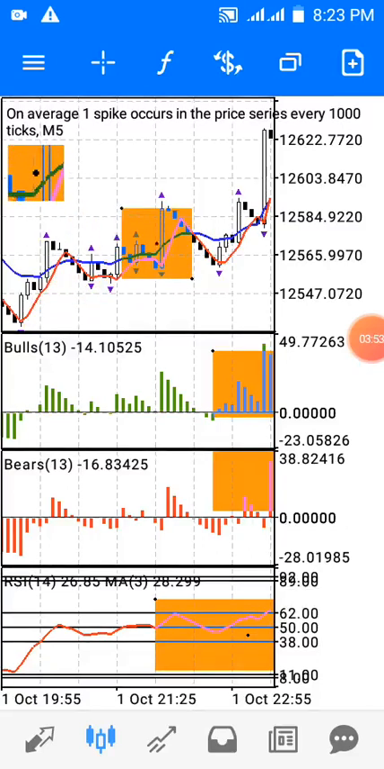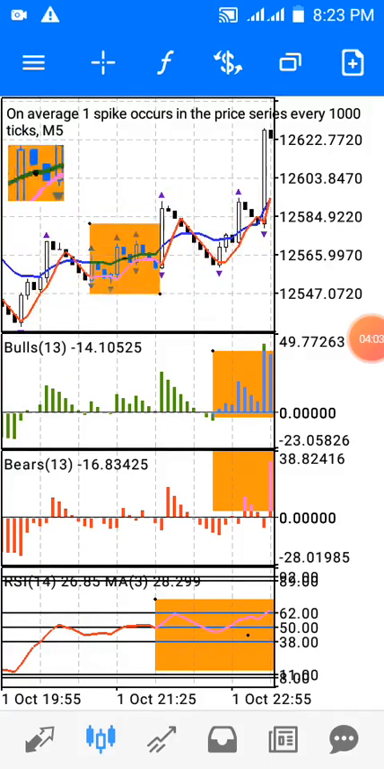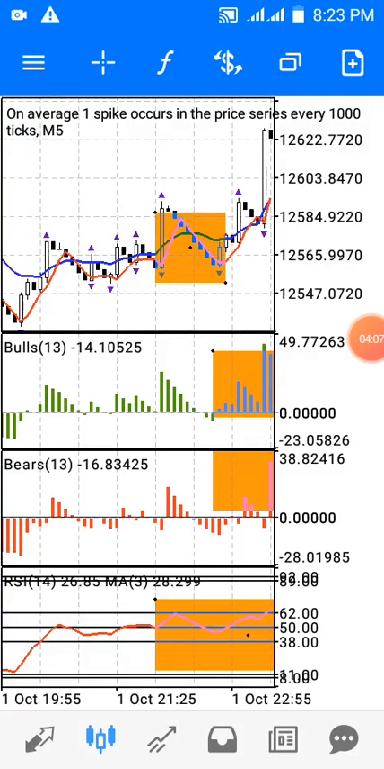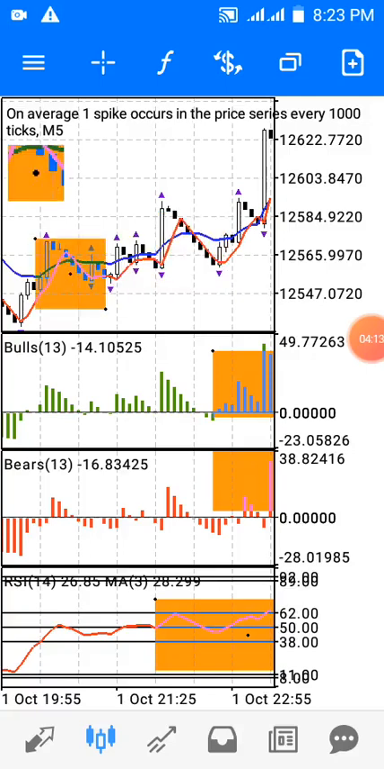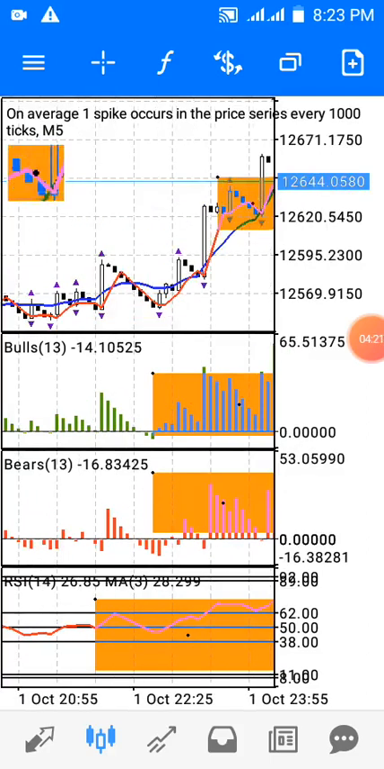For boom index, my spike will be upwards. So it will cross above, then taper around and taper upward. Once I have something like this, a taper upward, I'm expecting a buy situation. I'm expecting price to go long as price tapers upward. And you can see what happens: price starts to go up.